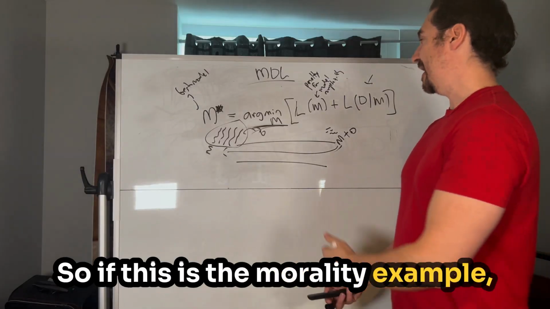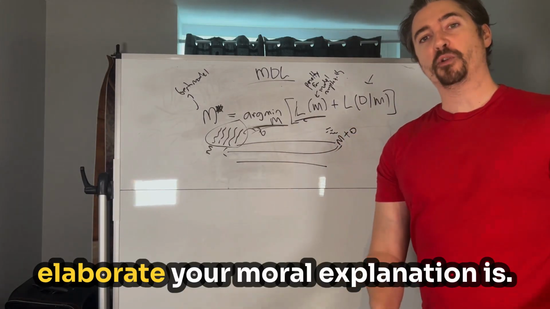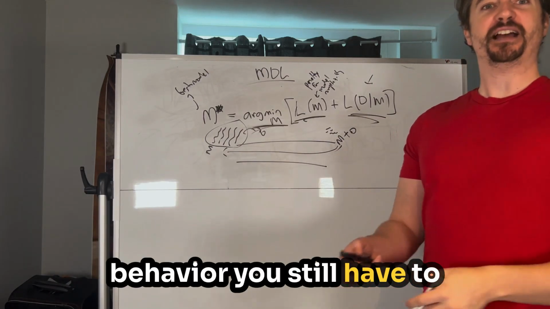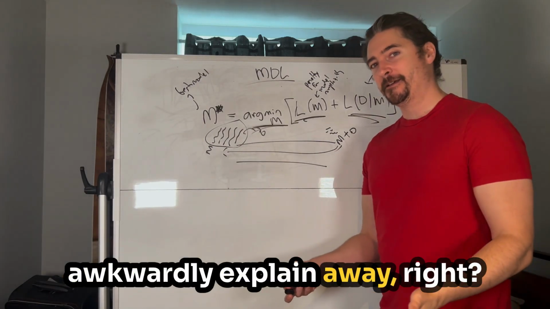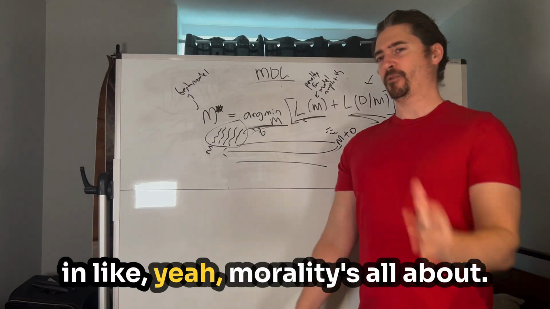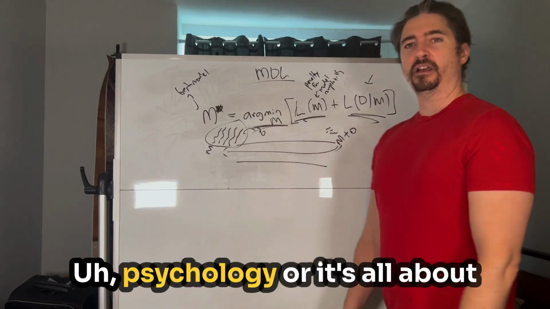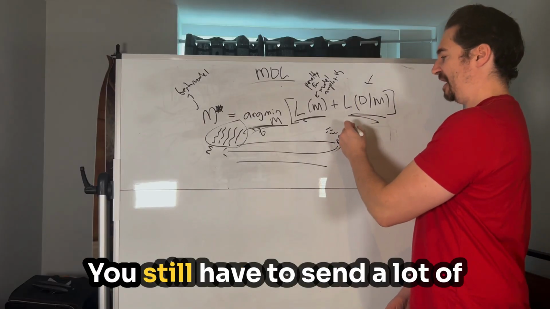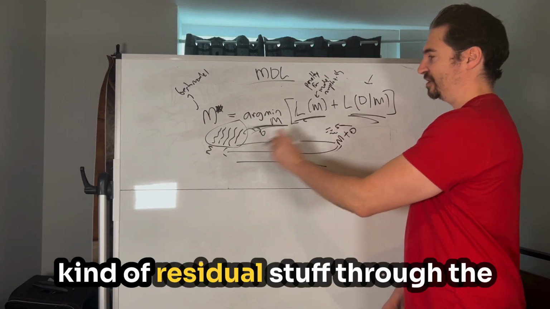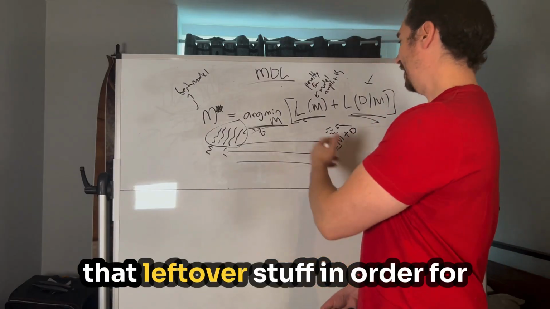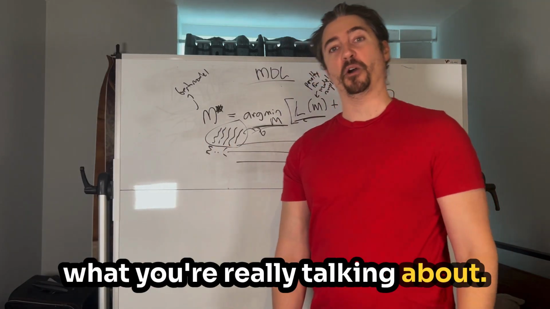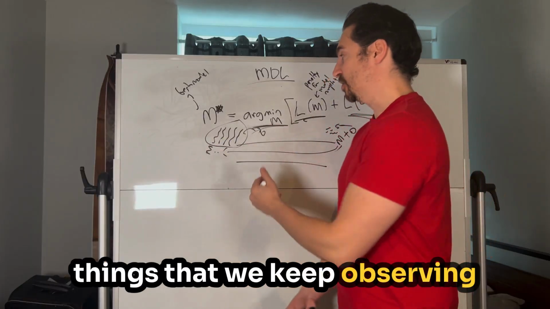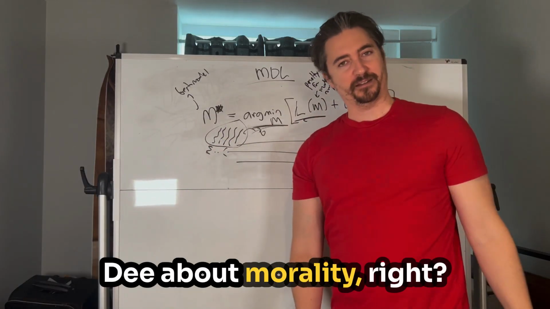So if this is the morality example, this guy right here would be how elaborate your moral explanation is, and this guy right here would be how much moral behavior you still have to awkwardly explain away, right? So in other words, I'm going to come in and say, yeah, morality is all about psychology, or it's all about evolution, or I'm going to use all of those explanations, but there's still so much that's unexplained there. You still have to send a lot of residual stuff through the wire, that leftover stuff, in order for the other person to understand what you're really talking about, because what I said about psychology and evolution doesn't really explain the things that we keep observing about morality, right?